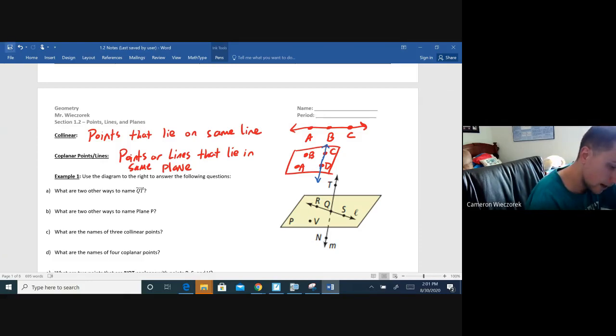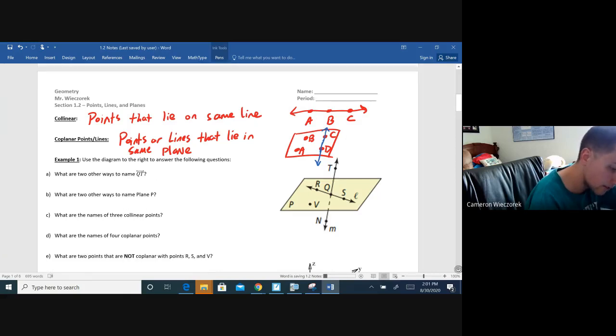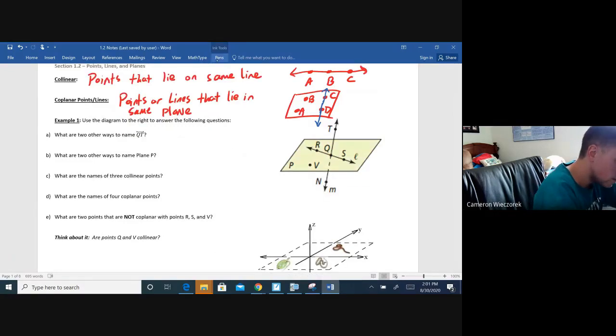Okay, so let's say they give you a diagram. Now that you have some basic ideas as to how to name these objects and label them, let's see if we can answer some of these questions. First question, so we're looking at this diagram over here on the right. What are two other ways that you could name line QT? So here's line QT, and I'll explain what the little dashed part means in a little bit. But there is the line that we're interested in. Okay, and again, this part is dashed.